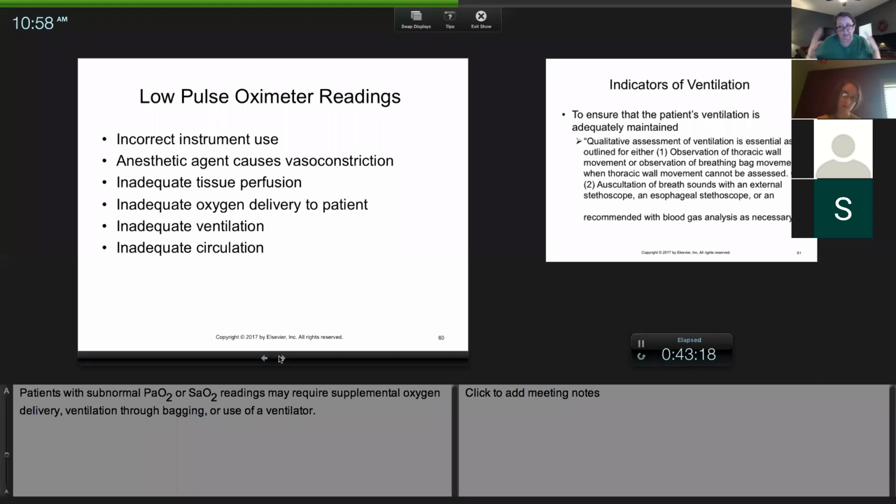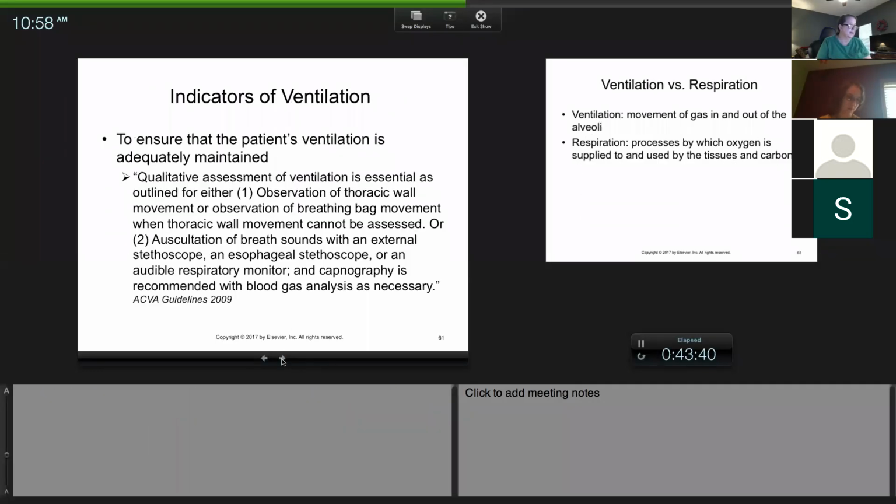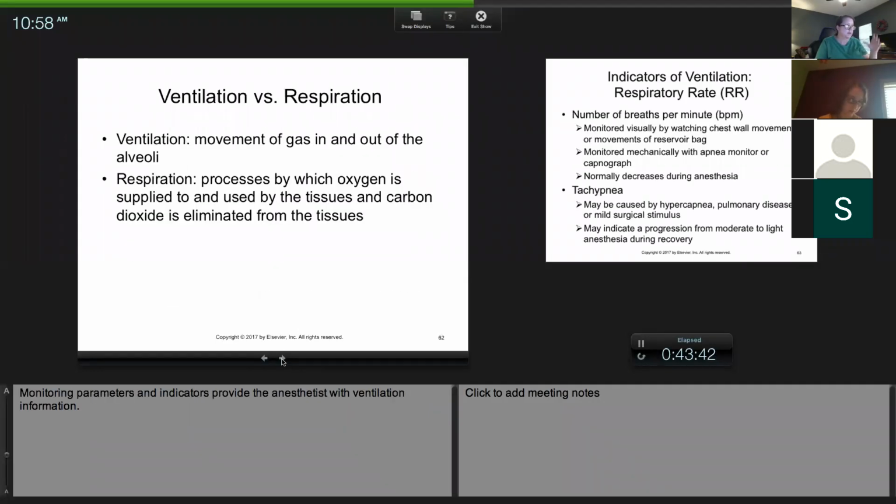If I absolutely can't fix anything, it's that thing at the bottom called VQ mismatch, which means it could be a clot in the lungs. I can bag all I want, but unless you fix the clot, it's not going to oxygenate. So I'm going to go through all of these steps to try and fix it. Bagging should fix the problem. Mechanically assessing and visualizing respiration. Well, visualizing ventilation. Respiration is cellular. Ventilation is the patient breathing.